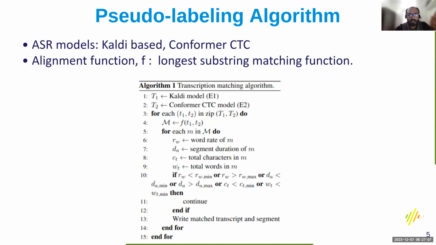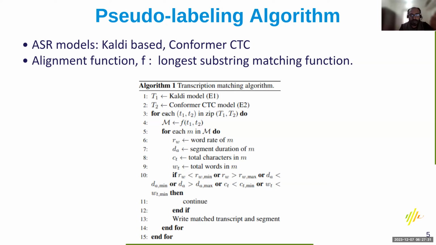Another core thing in our work is the pseudo-labeling algorithm that we used. There are 2 main components of the algorithm. One is 2 ASR models, a Kaldi-based model and a conformer CTC model. Conformer CTC is an end-to-end ASR model. And we use an alignment function for longest substring matching.